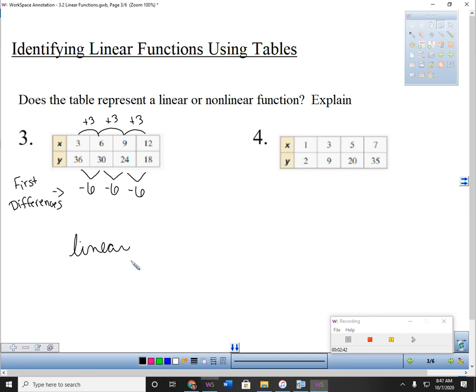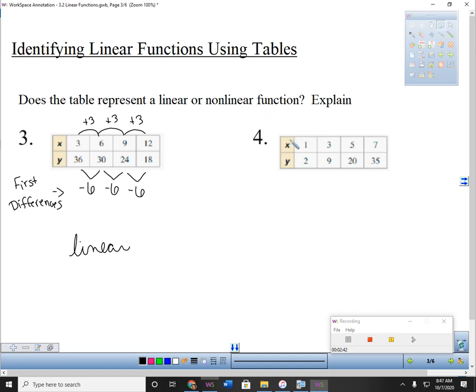All right, so I've got a linear function. When my first differences are the same, it is linear. They have to be the same the first time I do it. If they're not the same and then I have to do it again, then that's when you get into things like quadratics and cubics and stuff like that.